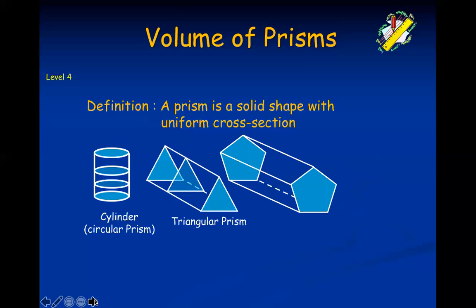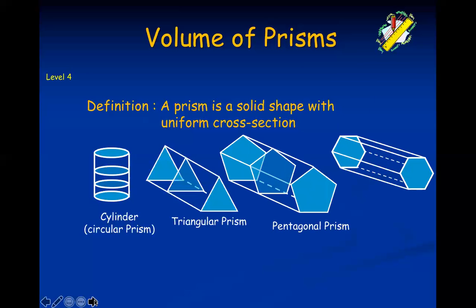In this other prism, we've got 1, 2, 3, 4, 5, so it's a pentagonal prism. The next one is what we call a hexagonal prism. I'm showing you these because in order to calculate the volume of a prism, you calculate the area first of the section that is uniform, the cross section, and you times it by the length of your prism, or the height of your cylinder. I'll show you some examples.